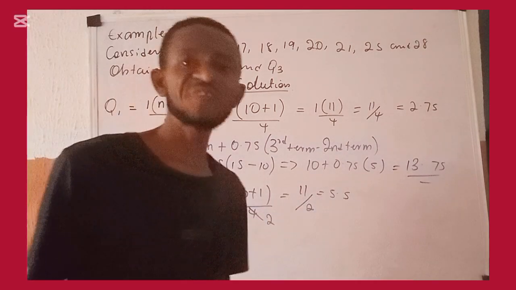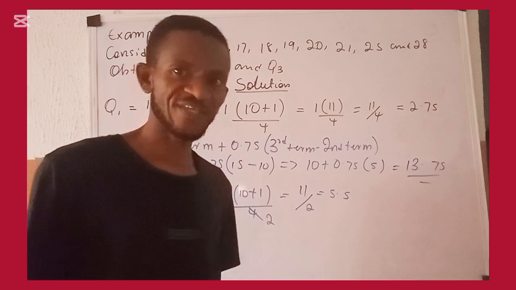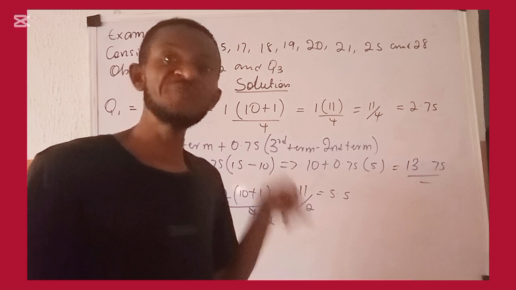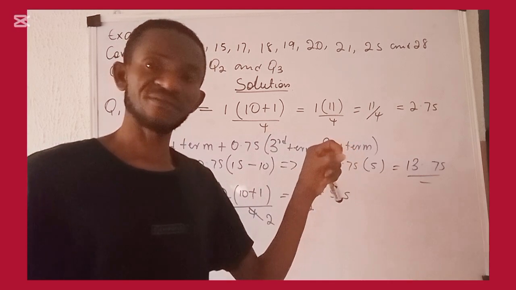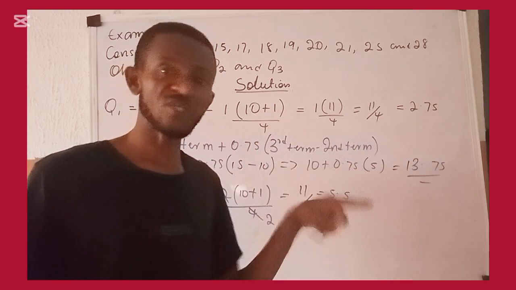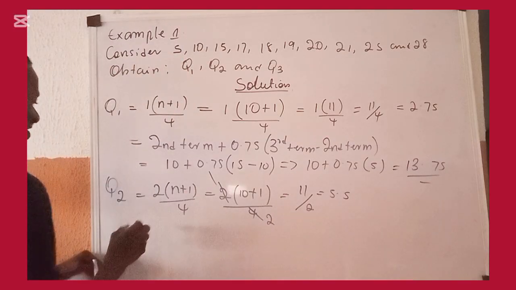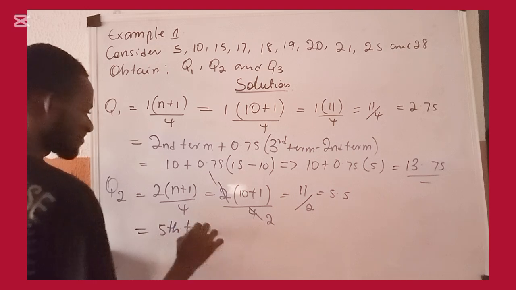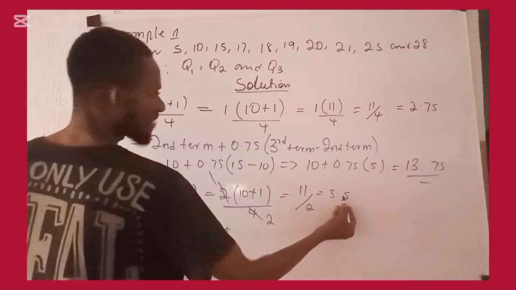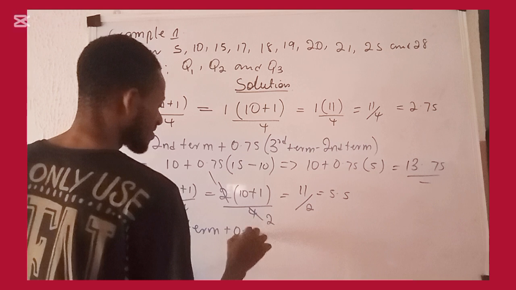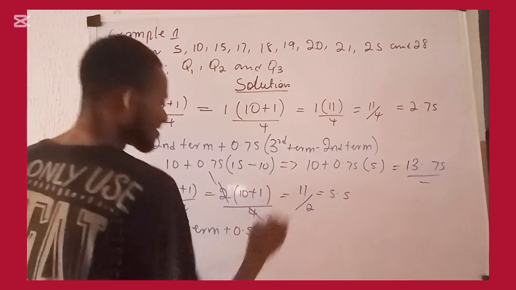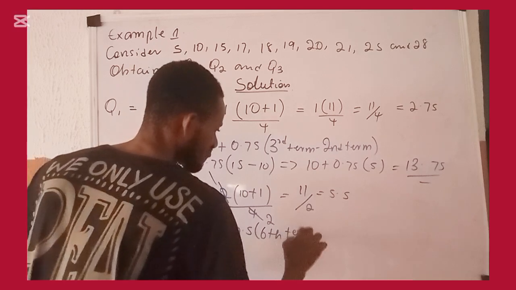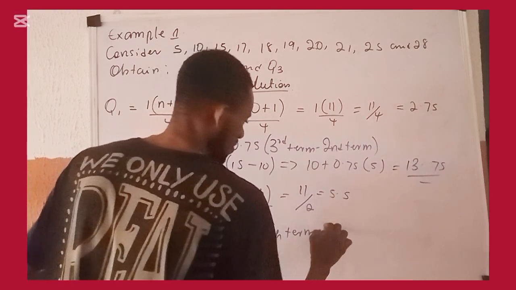Our 5.5 is not the answer. We should know that. The 5 here before the decimal point is telling us the fifth observation there. So we now say that this is equal to our fifth observation, or fifth term, plus the fraction here, 0.5, open a bracket, sixth position or sixth term minus the fifth term.